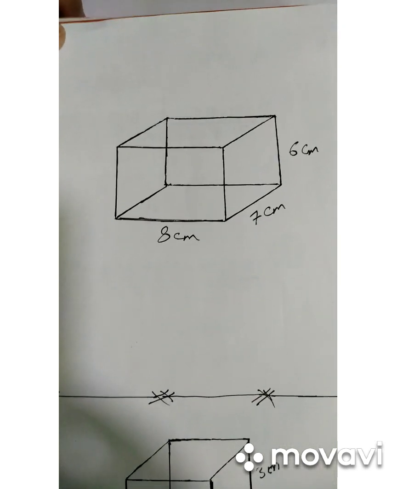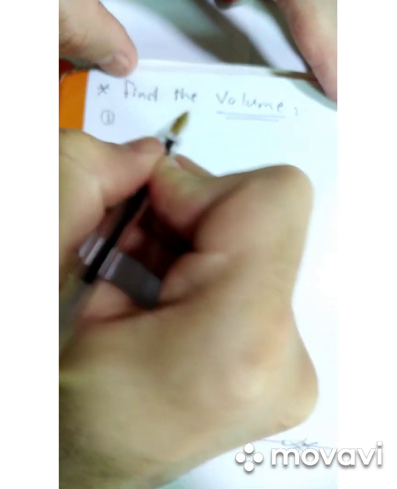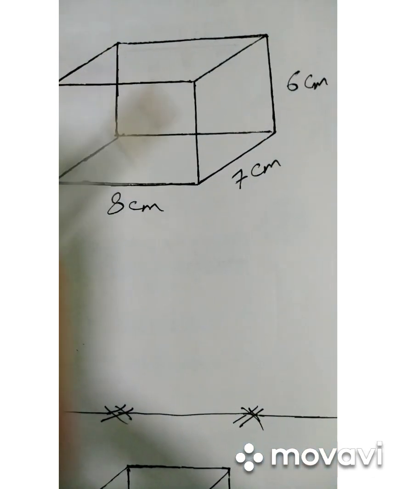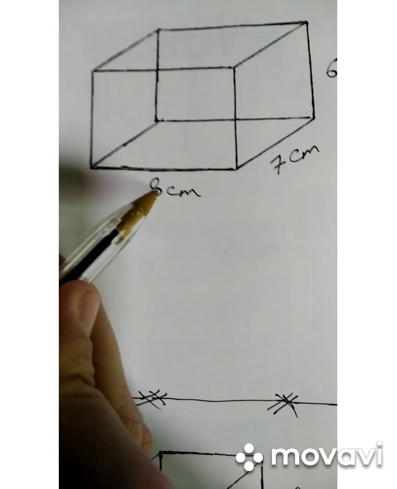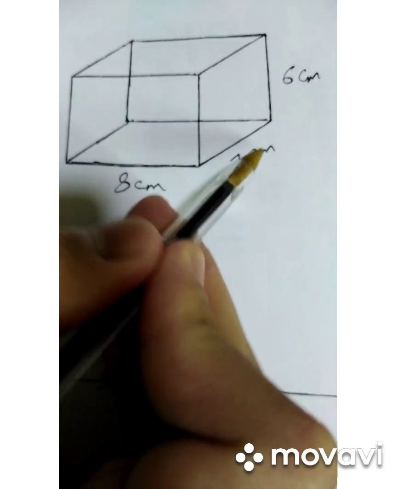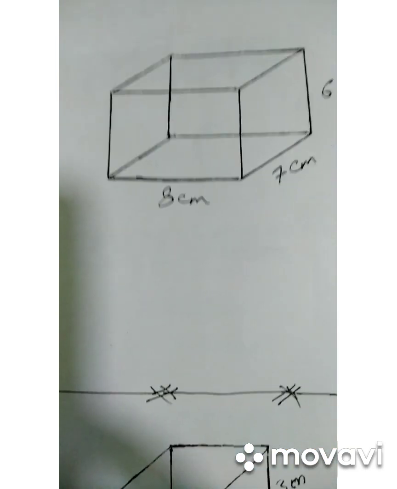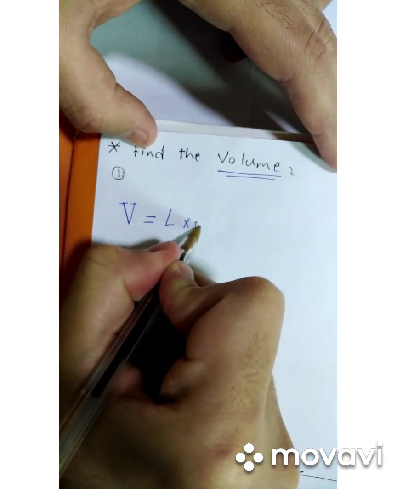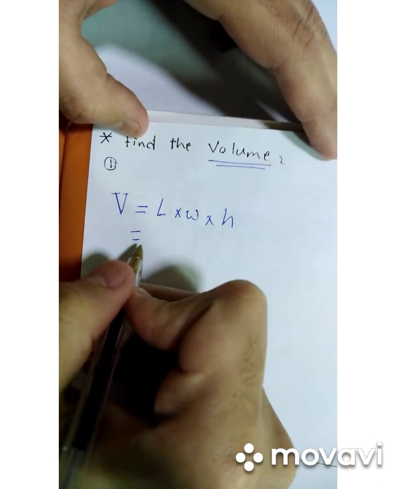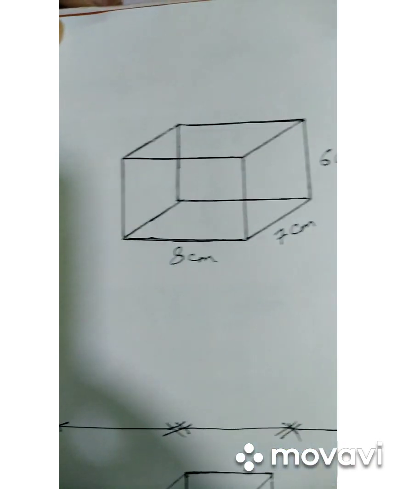Another example. Now we want to find volume. We have 3 dimensions. This figure is called a rectangular prism. Its length equals 8 centimeters, width equals 7 centimeters, and its height equals 6 centimeters. The formula of the volume of a rectangular prism is volume equals length times width times height. Let's substitute: 8 times 7 times 6.